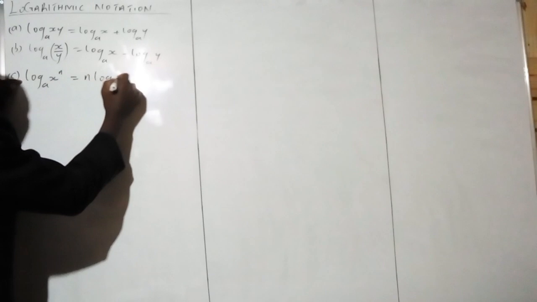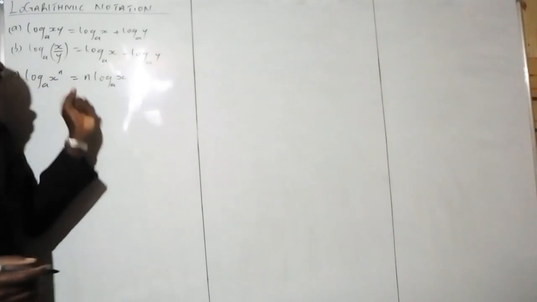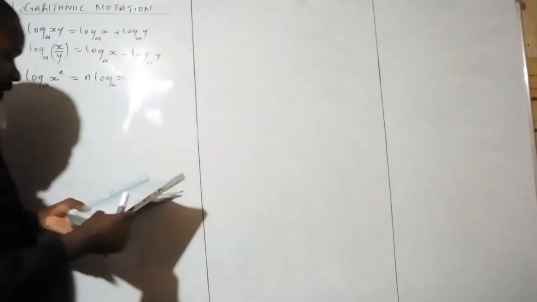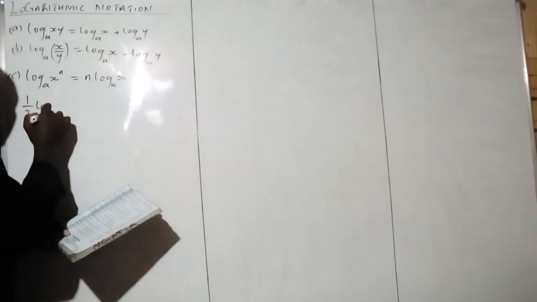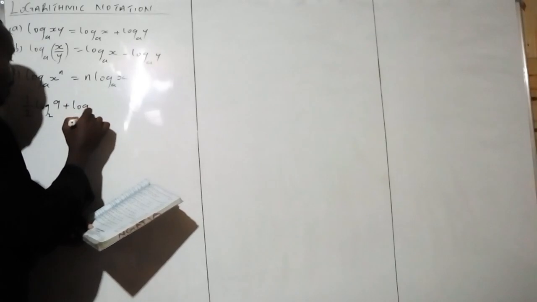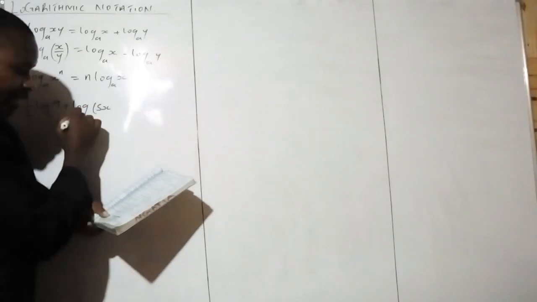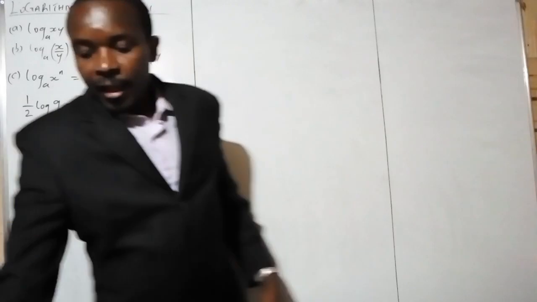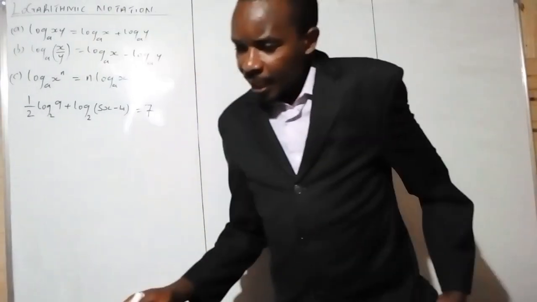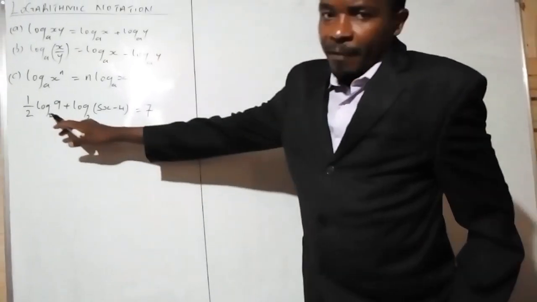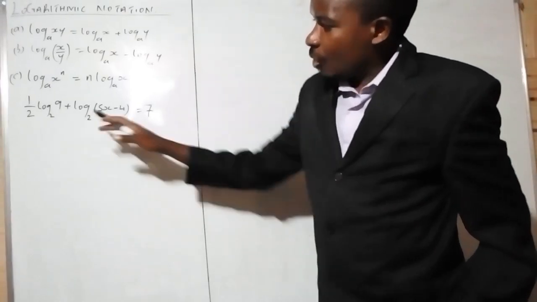These are the rules that we are going to deal with in the questions that we are going to handle. For now we can start with this question, where you've been given a half log to base 2 of 9 plus log to base 2 of (5x minus 4) is equal to 7. This question was done in 2020. On my left hand side we have log and log, then on our right hand side we have a number 7.